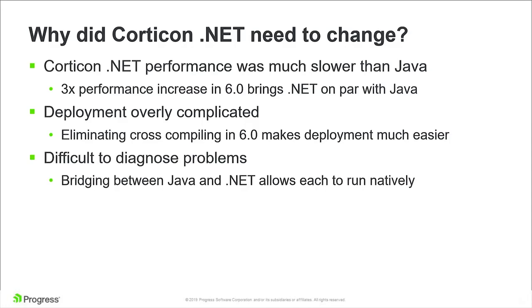Another issue that we had with the old approach was diagnosing problems. With the cross-compilation approach, it made it very difficult to diagnose a problem. If something went wrong, if we got a stack trace from the .NET side after the code was cross-compiled, it was very difficult to map that to the Java side, which made it harder to resolve problems as fast as we would like if you encountered an issue.